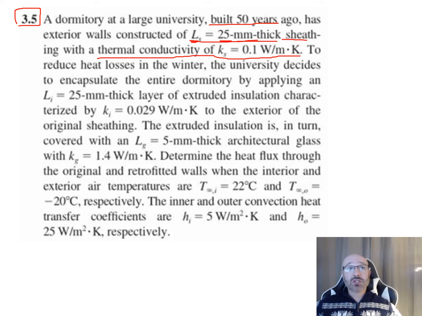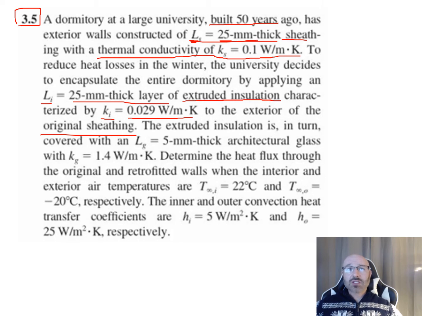Now the next part says, to reduce heat losses in the winter, the university decides to encapsulate the entire dormitory by applying, and they give us the values here, L sub I equal to a 25 millimeter thick layer of extruded insulation, characterized, and they give us our K value here, by K sub I equal to 0.029 watts per meter times Kelvin, to the exterior of the original sheathing.